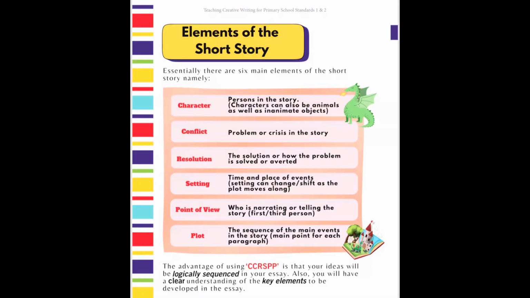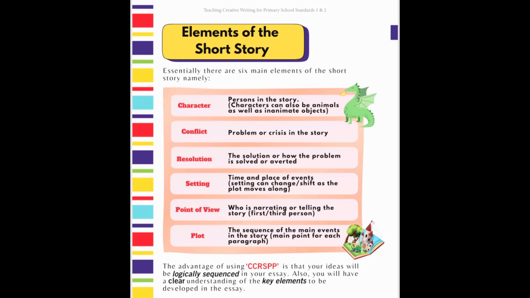CRISP stands for the elements of the story, or all of the components that make up a story. First being character. Character can be persons, objects, or animals in the story. Then we have conflict. Conflict would refer to the problem or the high point of the story. The resolution in a story would be how this is solved.